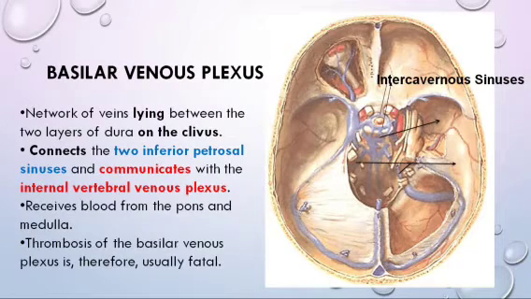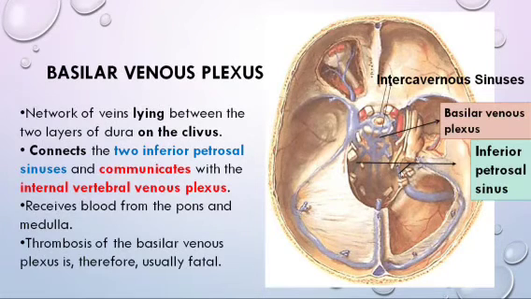The next unpaired sinus is the basilar venous plexus. Okay, so now see this picture. This is the basilar venous plexus, which lies on the clivus. The clivus, as I told, is a sloping surface of the occipital bone, which lodges the pons and medulla oblongata. So the network of plexus lying on the clivus is called the basilar venous plexus. So it connects the two inferior petrosal sinuses and it mainly communicates with the internal vertebral venous plexus.